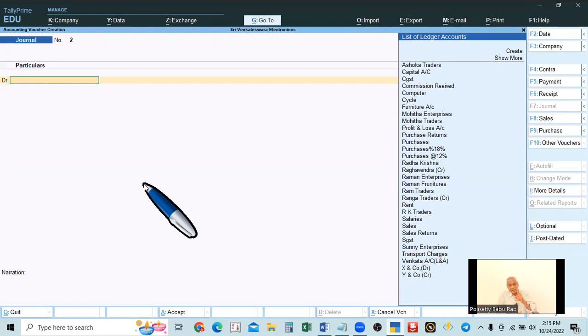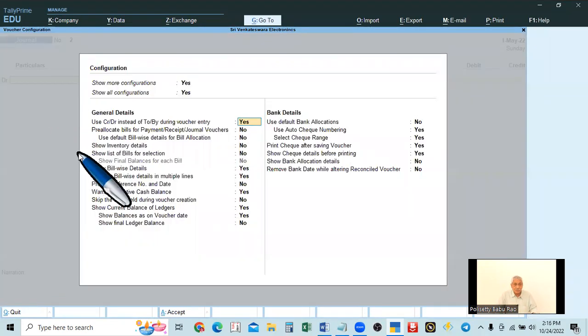By default, in Tally Prime, here there will be no debit or credit. Instead of debit, there will be "To" and "By". We learned how to change the To and By to debit and credit, using DR/CR instead of To and By. We simply go to F12. Use DR/CR instead of To/By during voucher entry. It is enabled as yes.